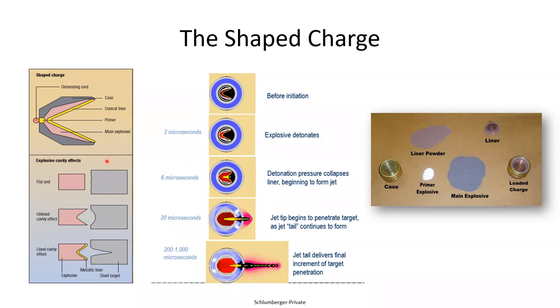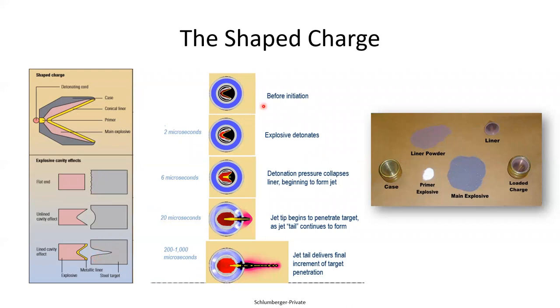If we have a look at the history of explosives, if our explosive has a flat end, it is going to create just a small damage on this wall. If we don't have a liner, we are going to create a cavity, but this cavity is more of a rounded shape. But the liner is able to provide us the conical shape of the perforation tunnel, as we can see over here in this picture.